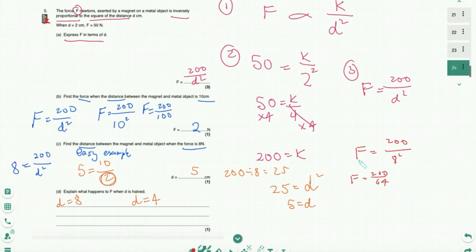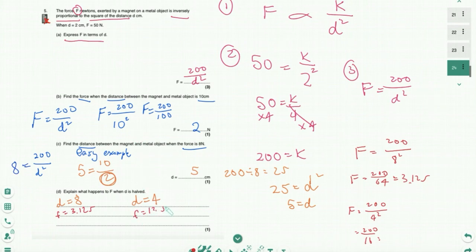200 over 64 is 3.125. So when d is 8, f is 3.125. And now I'm going to half d, so d is 4. So I'll use the same formula. F is equal to 200 over d squared, so 4 squared, which is going to be 200 over 16. 200 over 16 is 12.5.